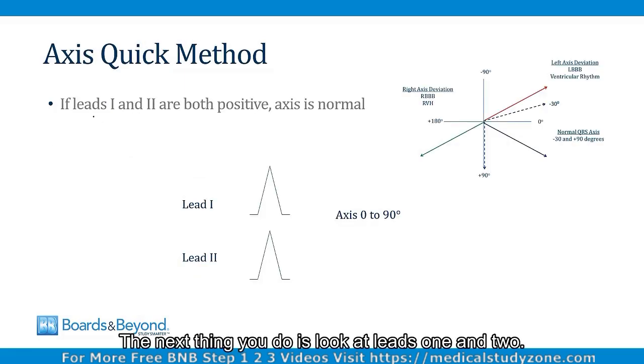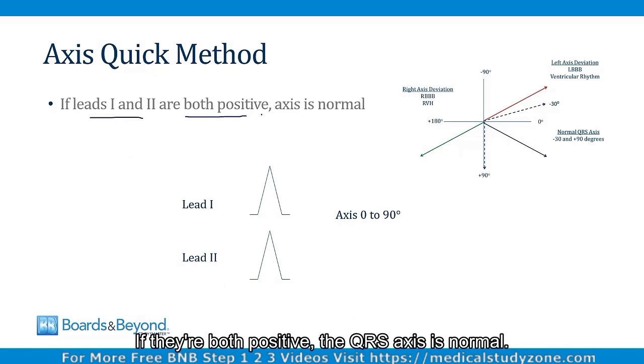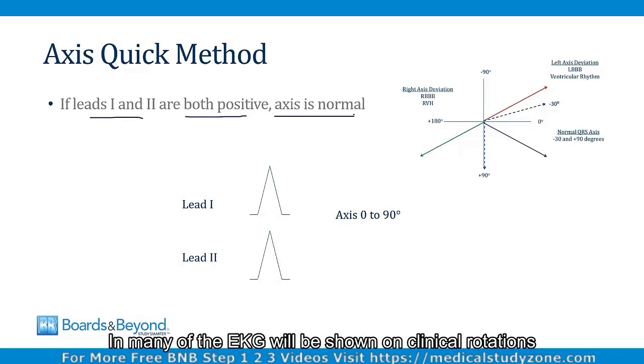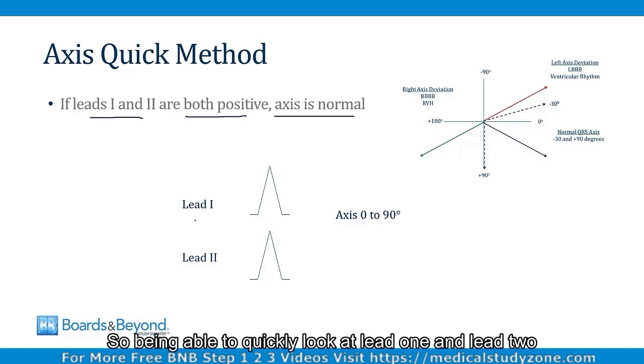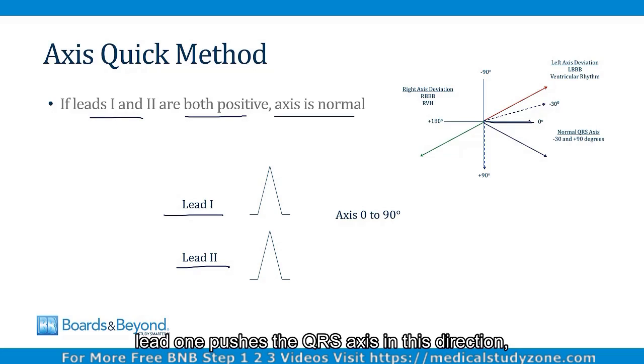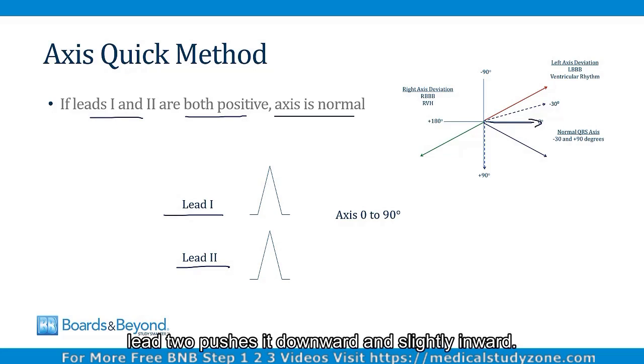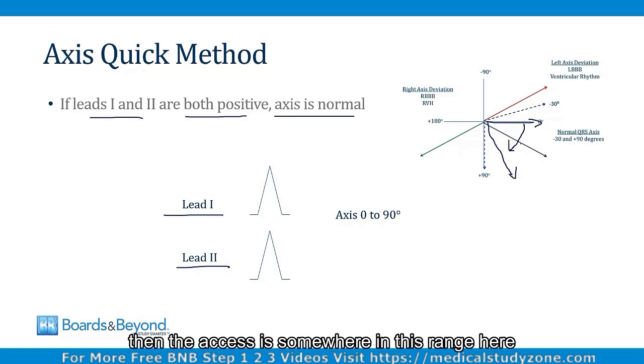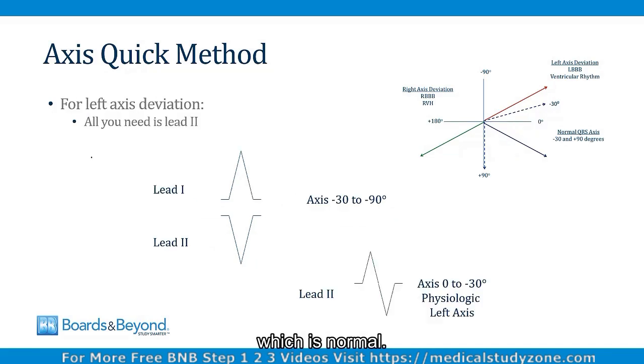The next thing you do is look at leads 1 and 2. If they're both positive, the QRS axis is normal. And many of the EKGs you'll be shown on clinical rotations have a normal axis, so being able to quickly look at lead 1 and lead 2 and say the axis is normal is very helpful. As we said before, lead 1 pushes the QRS axis in this direction, lead 2 pushes it downward and slightly inward. So if they're both positive, then the axis is somewhere in this range here, which is normal. To identify left axis deviation, all you need is lead 2.